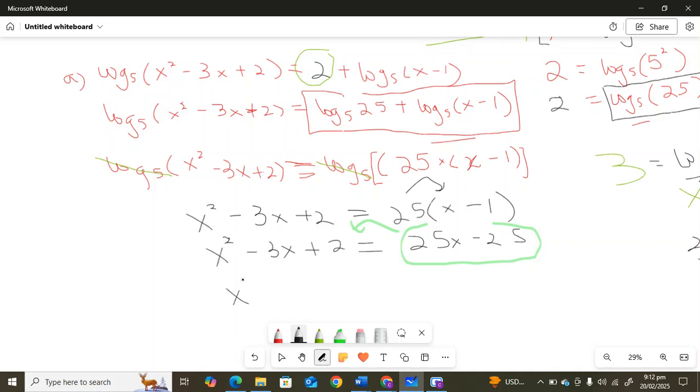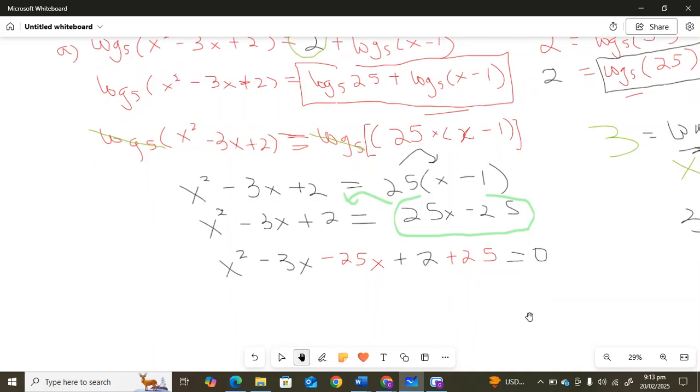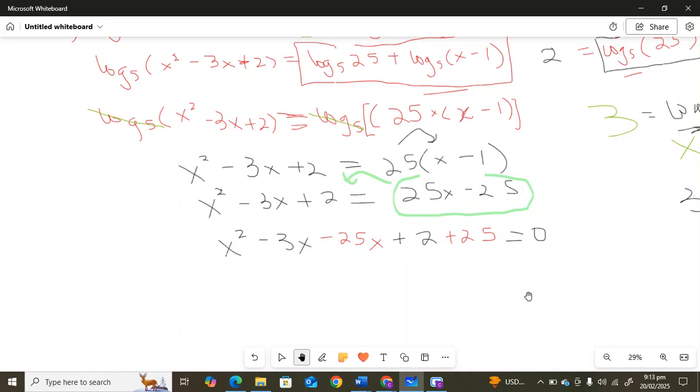So here we're going to have x squared minus 3x. Now this is where you put like terms together. This 25x comes this side, becomes negative 25x. Then this negative 25, when it comes over this side, it becomes positive, right? Equals 0. Because remember with quadratic equations, on the right hand side, you always have to have a 0.